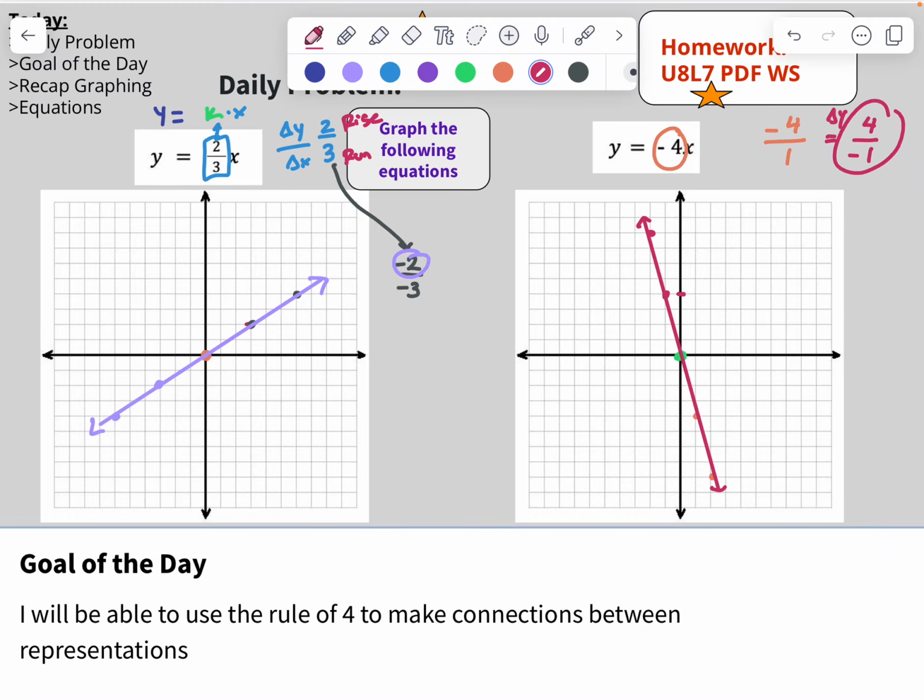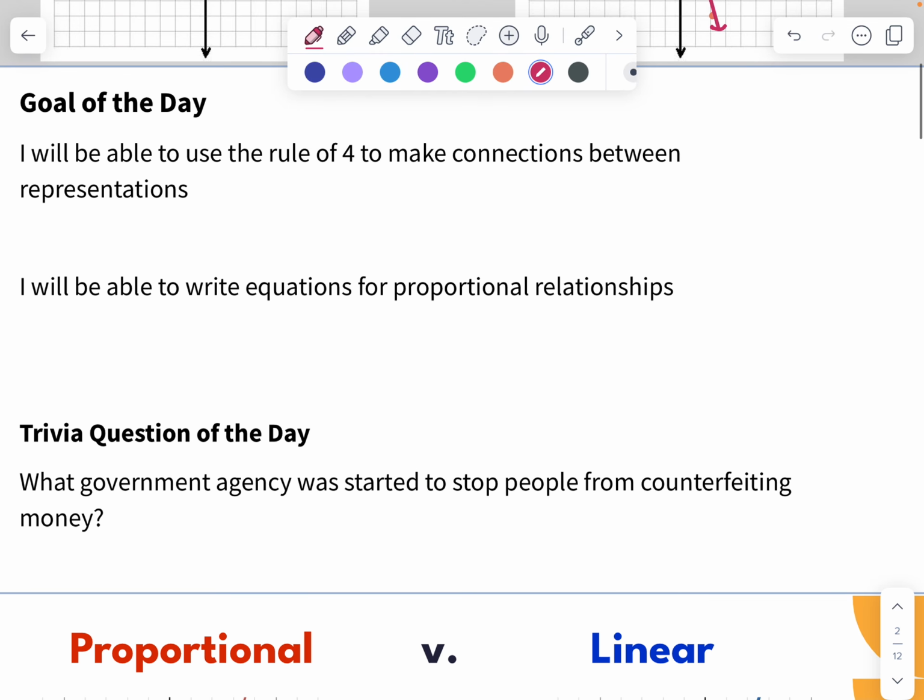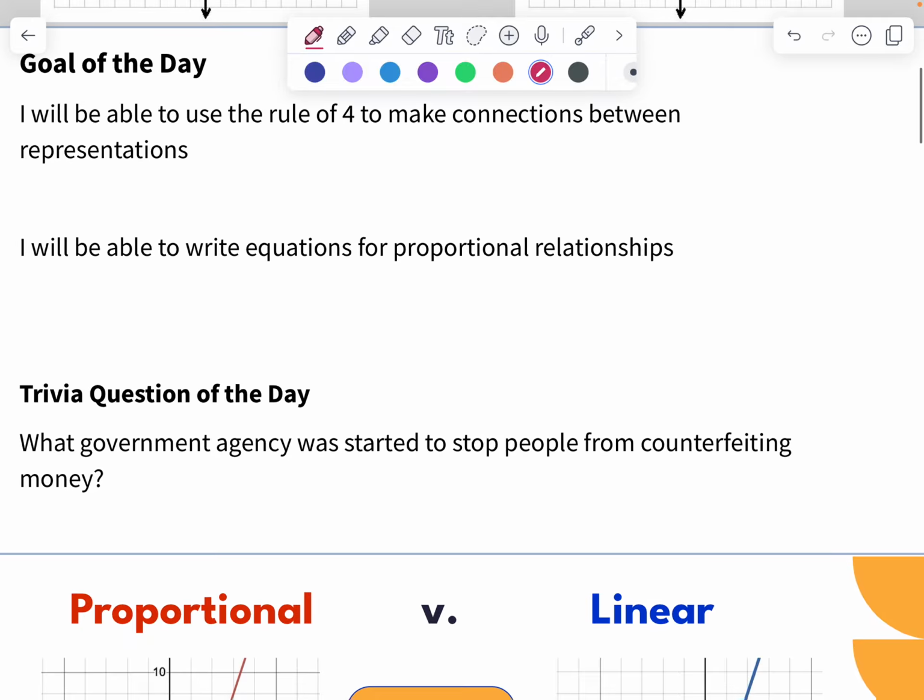Trivia question today, another time that you can pause and try it for yourself. There was a government agency that is still around today that was originally started to stop counterfeiting. See if you can make a guess. No penalty for wrong answers. It is the Secret Service. The Secret Service was originally founded to stop counterfeiting. I don't know if they still do that or not, but now their main job is protecting the important people in our country.